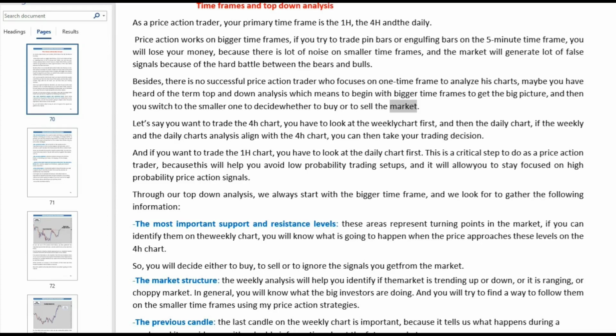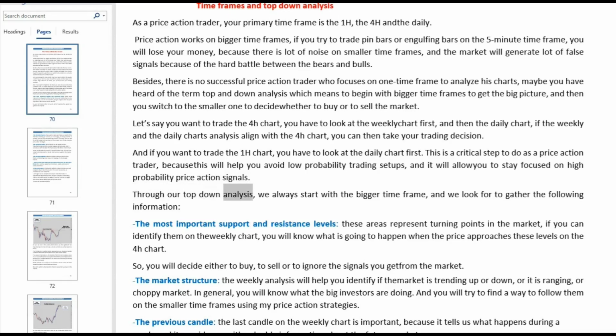the market. Let's say you want to trade the 4H chart. You have to look at the weekly chart first, and then the daily chart. If the weekly and the daily chart analysis align with the 4H chart, you can then take your trading decision. And if you want to trade the 1H chart, you have to look at the daily chart first. This is a critical step to do as a price action trader, because this will help you avoid low probability trading setups, and it will allow you to stay focused on high probability price action signals.